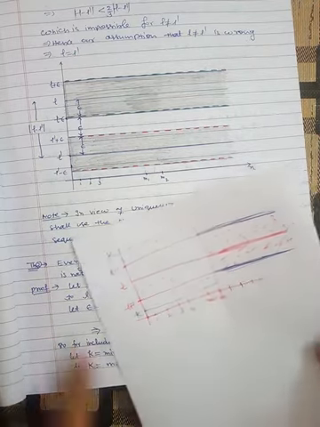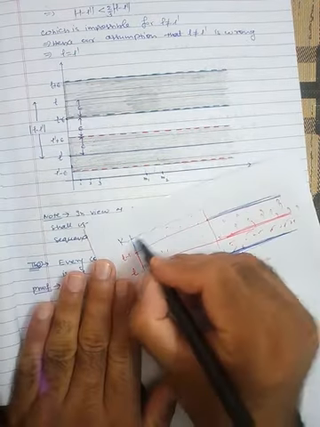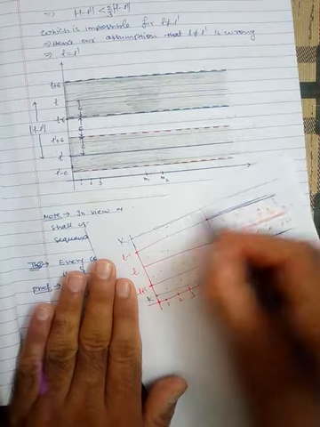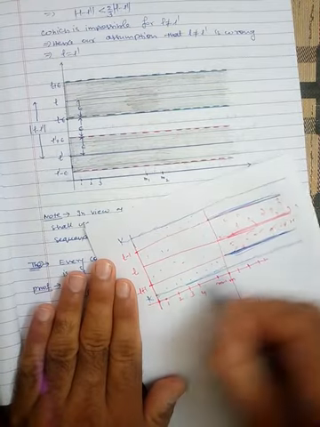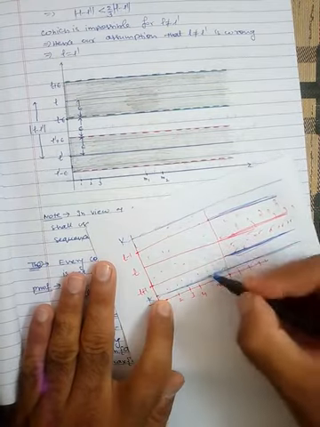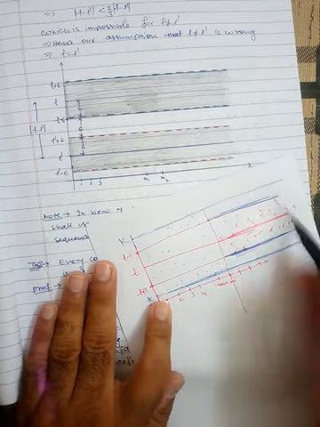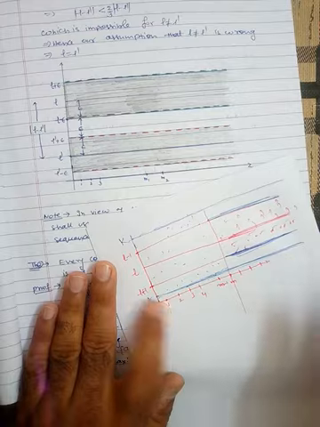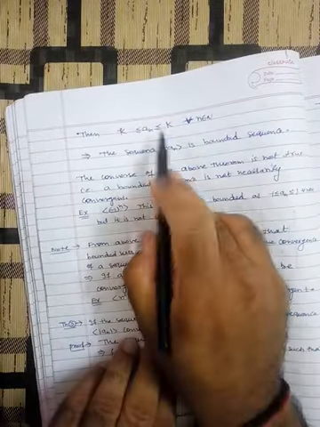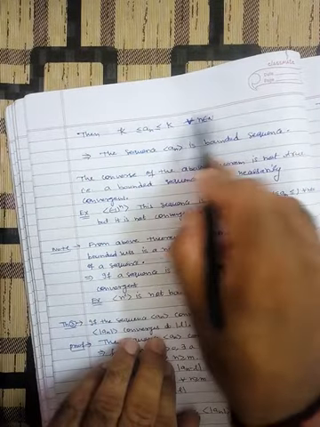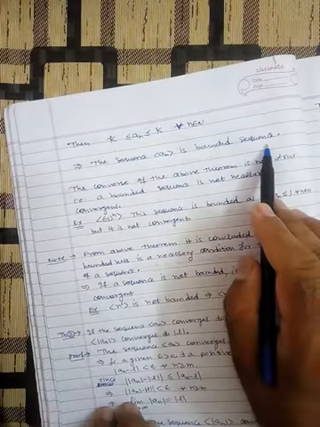So if you take this small k and capital K as the bounds, you can see that between these two bounds all the terms of the sequence lie. Between small k and capital K, all the values of the sequence are there for all n. So that's why the sequence is bounded.